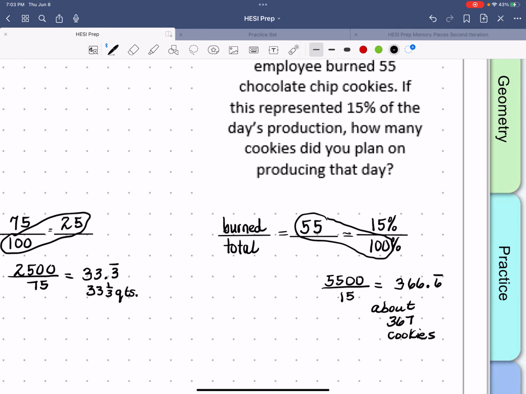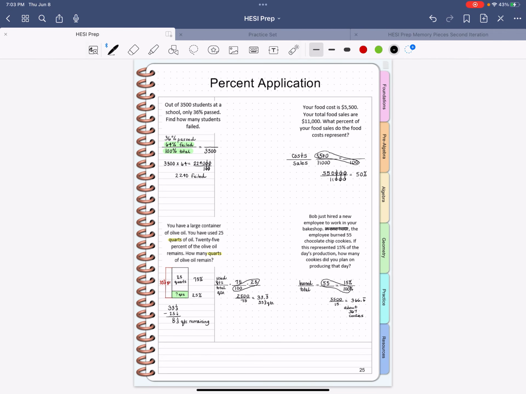Okay, that brings us to the end of this page. I'm going to stop this video so that it's not so terribly long, but in the next one we'll look at page 26.